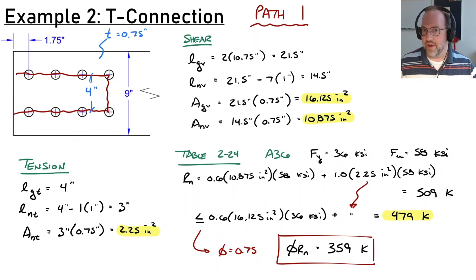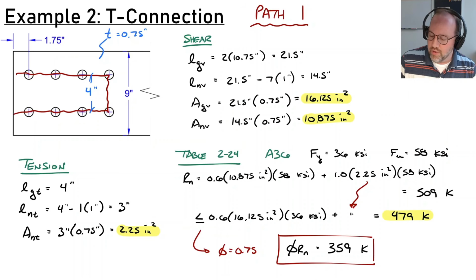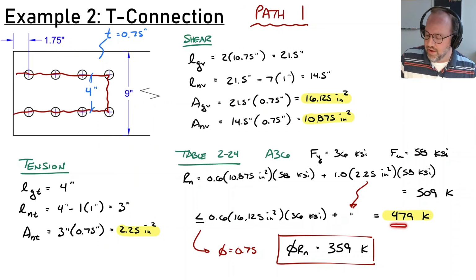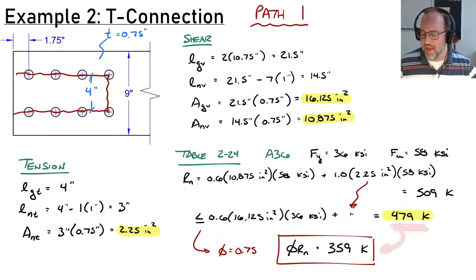Plugging all those areas into the equation with our A36 steel properties. So this plate being A36 steel has a yield of 36 KSI, ultimate of 58 KSI. In this case, we see that the yielding plus tension rupture actually controls. So that means 479 would be the capacity there, times 0.75 gives us 359 kips of capacity. And now we need to check the other path.